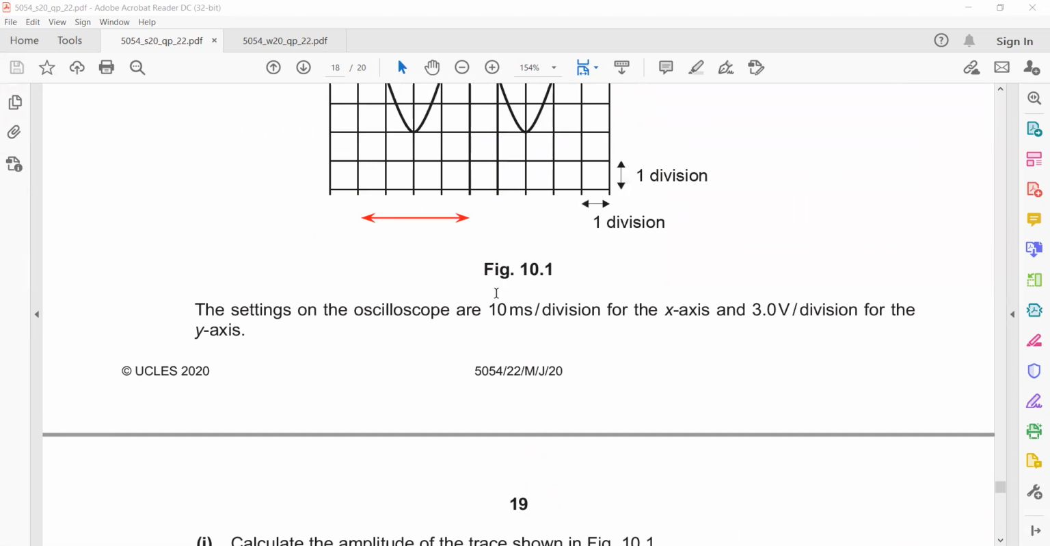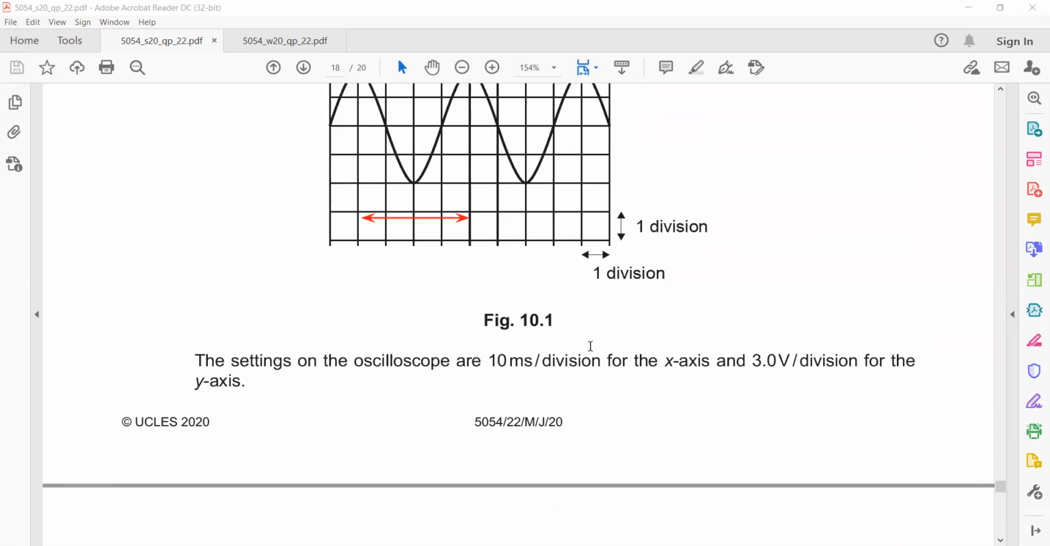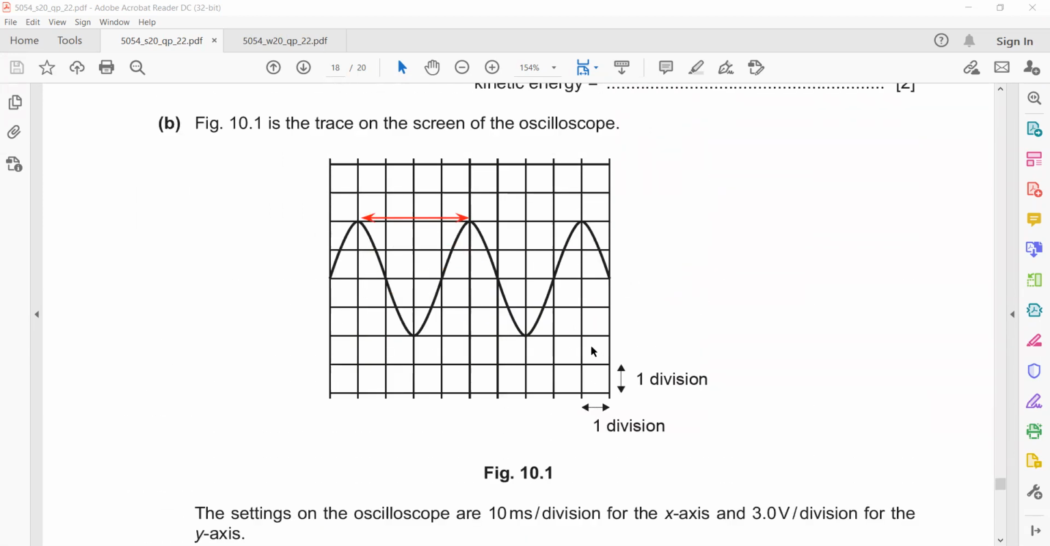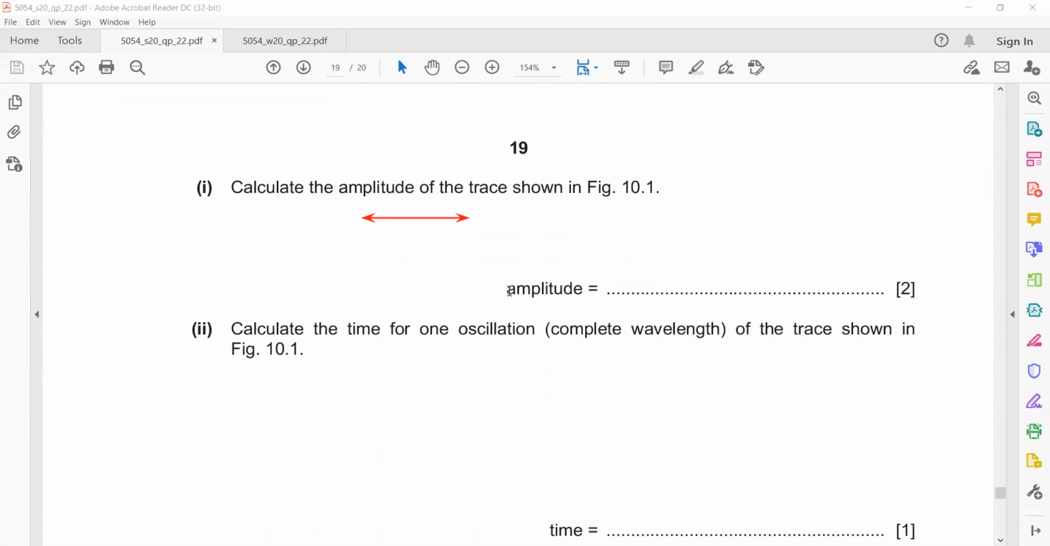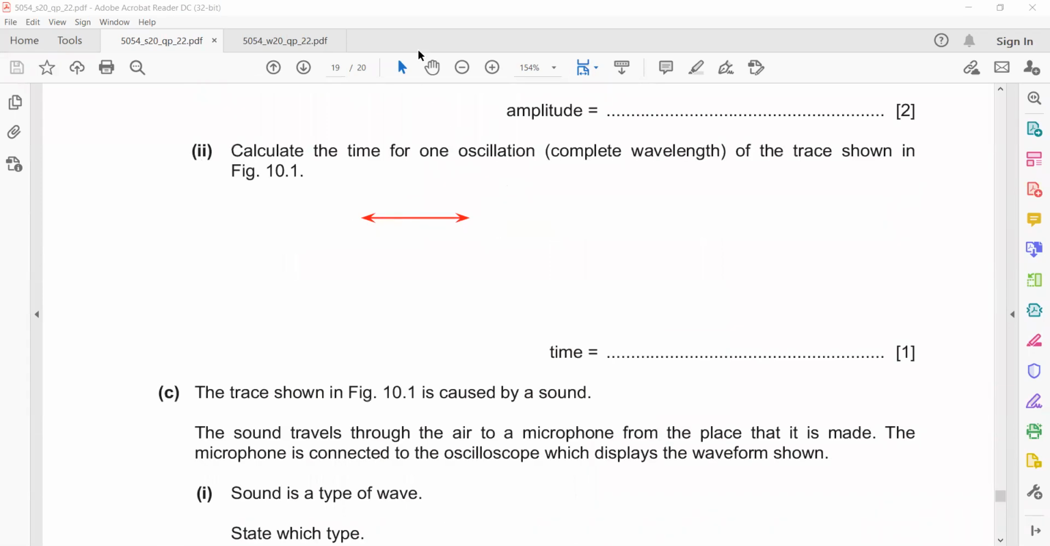the setting of it is 10 millisecond per division, meaning one box stands for, starting from here, 1, 2, 3 and 4. So each box stands for 10 millisecond. So there are 4 boxes. So what will be the total time? The total time interval will be 40 millisecond, or 40 into 10 to the power minus 3.